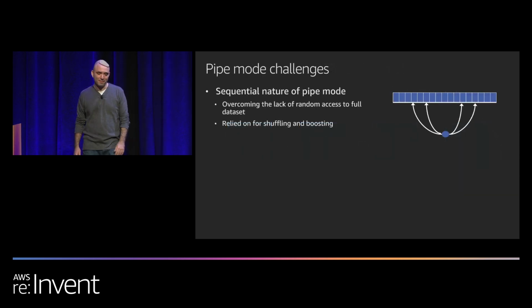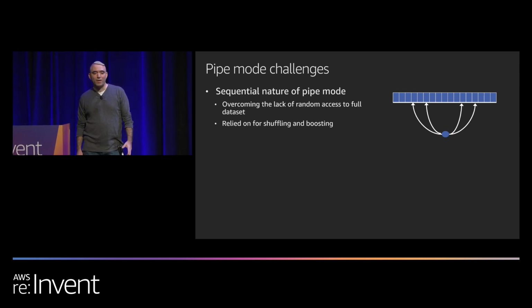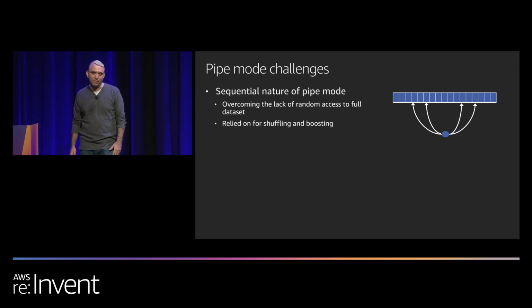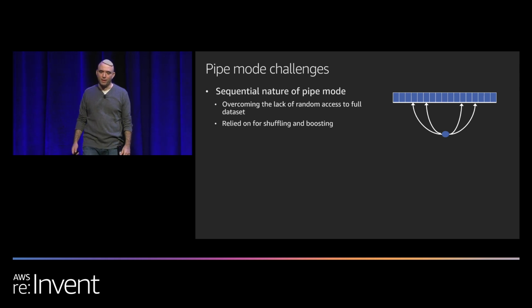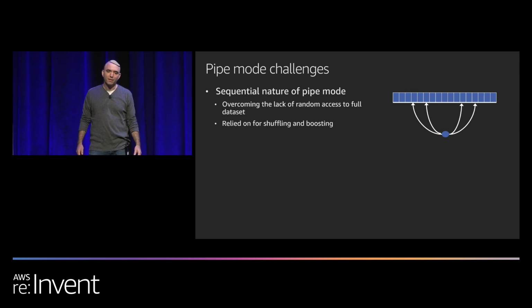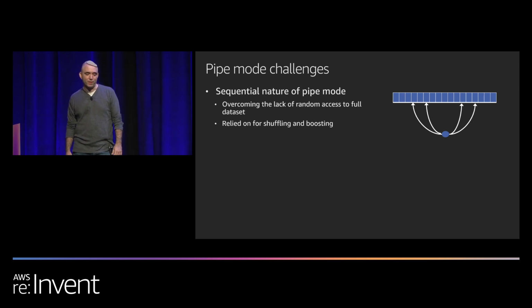Back to pipe mode. The second challenge that we faced had to do with the sequential nature of pipe mode. In the past, we had relied on our ability to randomly access any record in our data set for functionalities such as shuffling and boosting. Let me clarify that by random access, I'm referring to the ability to freely access any record within the data set as shown in this graphic. In pipe mode, you do not have this freedom. In pipe mode, the only data you can access are the next records in the pipe. How did we overcome this limitation in pipe mode?